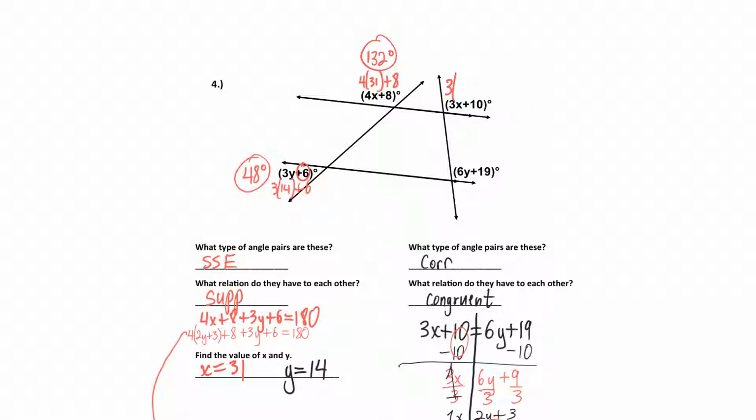Okay. So here, 3 times 31 plus 10, 103. And then here I've got 6 times 14 plus 19. I did that wrong. 103. Oh, it's corresponding to this one. Those better be the same, right? Yes. I mean, that's the way we set up the whole thing. So those should be equal.